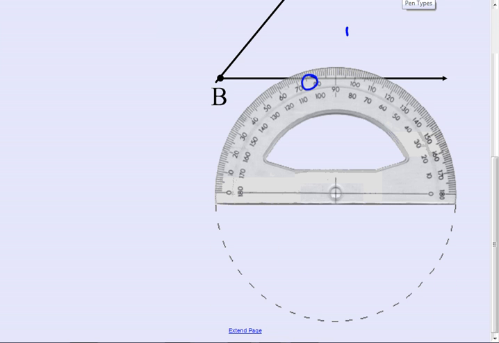Measure of angle B is 50 degrees. There you go. You want to try a bigger angle? Do you want a different ray? They should have told us how many degrees. It would have been nice to practice.